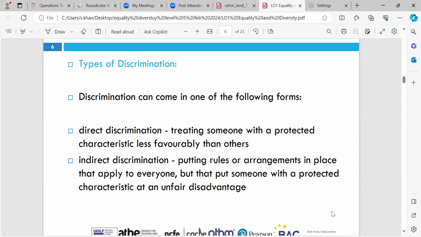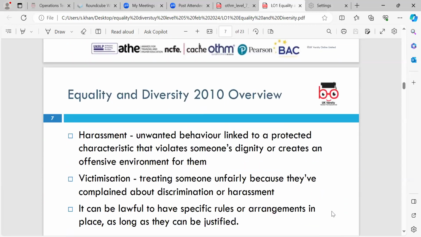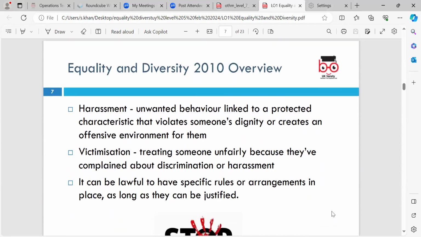These are the main two forms, but then we've also got harassment. So that's things like treating someone in a way that's undignified, subjecting them to behavior that creates an unpleasant and offensive environment. So it could be things like bullying someone, violating someone's dignity. What else could it be?